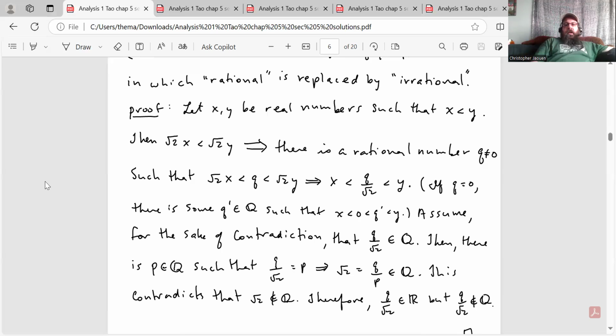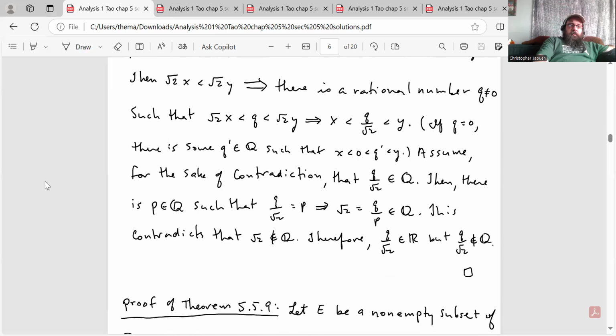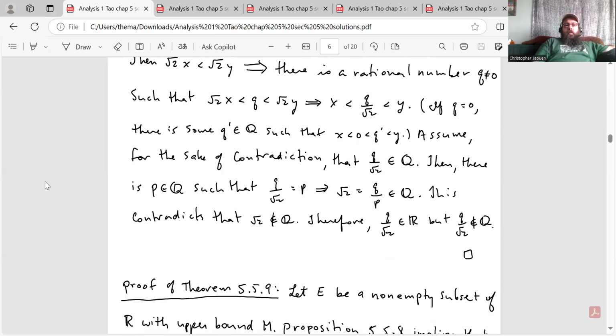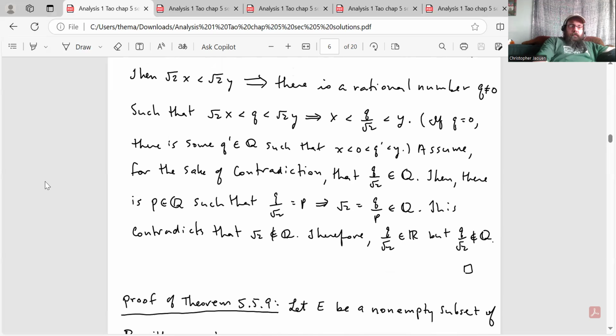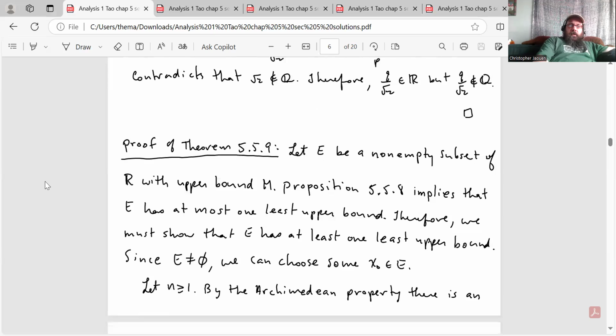that has that property. Then assume for the sake of contradiction that q over square root 2 is rational. Then there is p in the rationals such that q over square root 2 is equal to p, but that implies that square root 2 is q over p, which is a rational number, and that contradicts the fact that square root 2 is not rational. Therefore, q over square root 2 is a real number that is not rational, and it's between x and y. All right, so that's the proof of the last exercise.